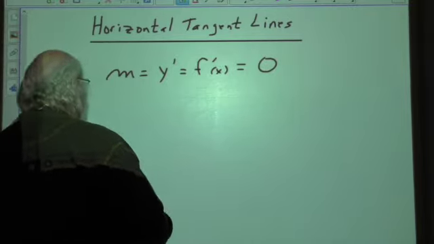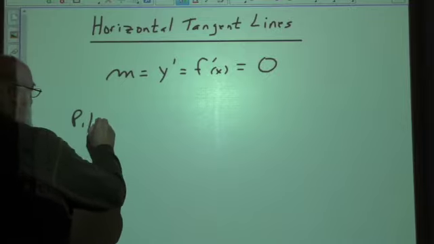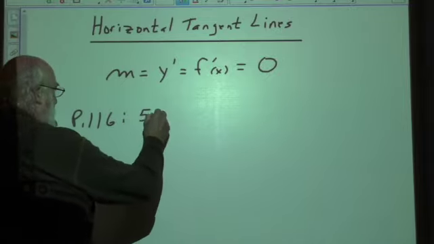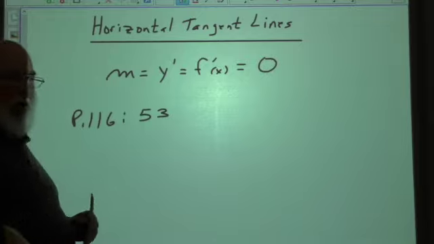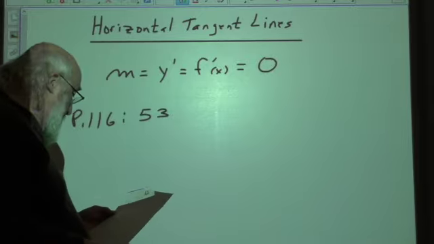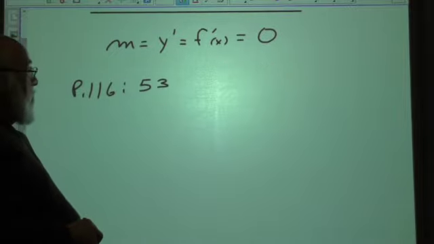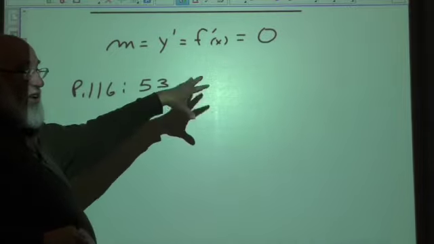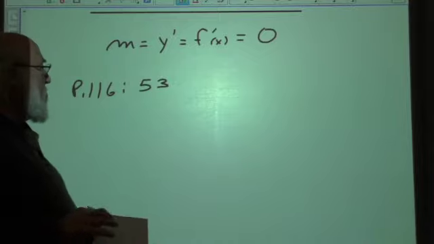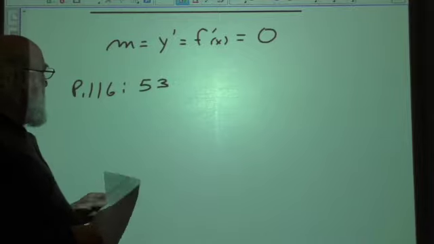So, we're going to take a look on page 116, and we're going to start with problem number 53. We're going to go down the odd numbers there for 5 problems. Give you some practice. So the first 3 are going to deal with this very idea here, and then there's a variation on the next one that we'll talk about after that.